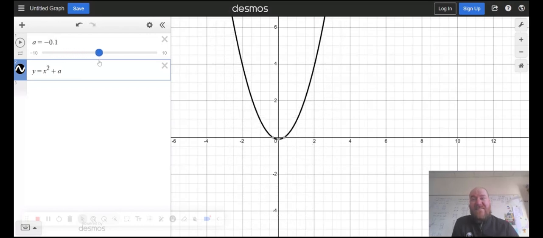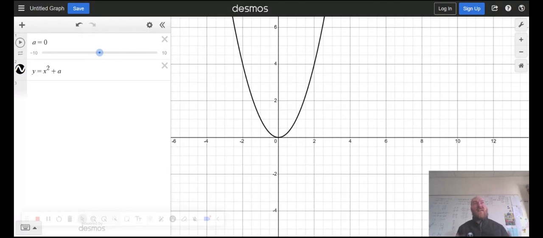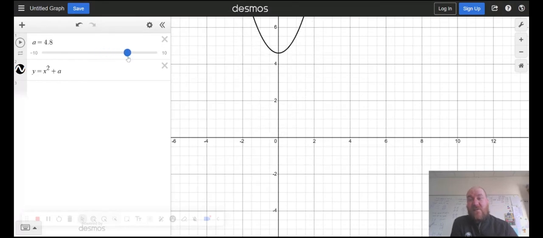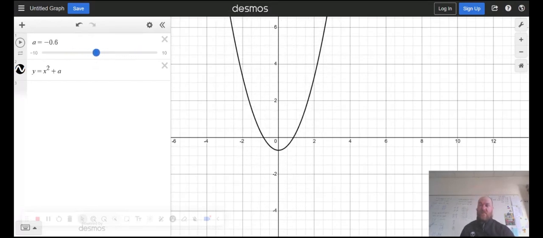So adding inside of parentheses before the operation moves it left and right. And that does the opposite of what you think. Increasing actually moves it to the left. Decreasing moves it to the right. But adding and subtracting at the end, like this plus a here, does exactly what you expect. As we increase that number, it goes up. And as we decrease the number, it goes down.